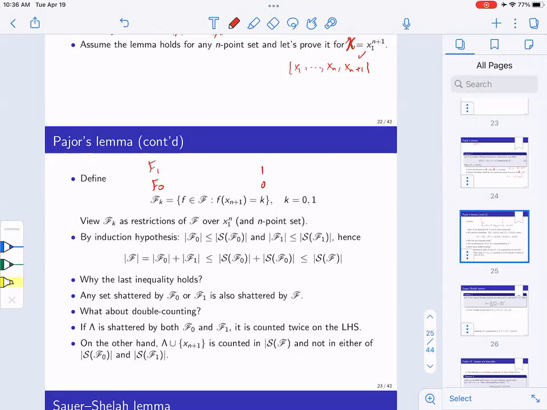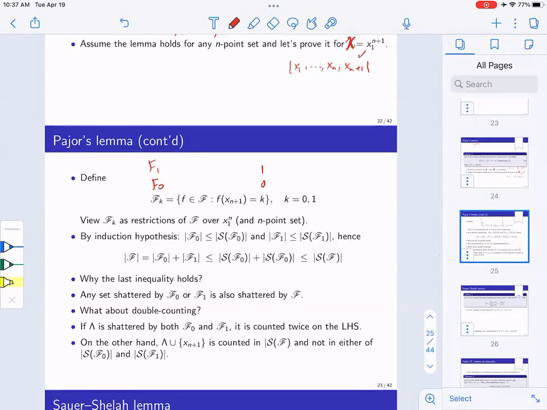And by the induction hypothesis, I know that the cardinality of F0 is bounded by the number of subsets of the n-point set that can be shattered by F0. And similarly for the other one. Okay, this is the induction hypothesis. Then I would add the two. So the cardinality of F is the sum of the two. Okay, so that was a partition of F. And this is bounded by this. This is just adding the two inequalities. And then we have this inequality, which is the key inequality here.